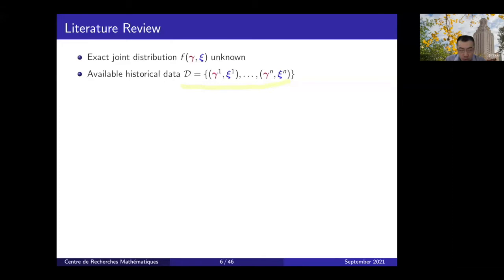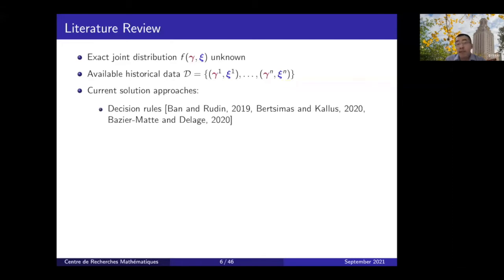Now, many solution approaches have been proposed in the data-driven setting. We will review the relevant methods here. So the first category is the decision rule approach. So here, note that we make our decision after observing the side information gamma, but before the realization of the uncertain parameter psi. So this decision rule approach seeks a simple linear or quadratic policy, which is a function from the covariate gamma to the decision x.